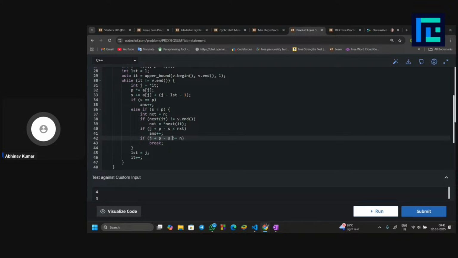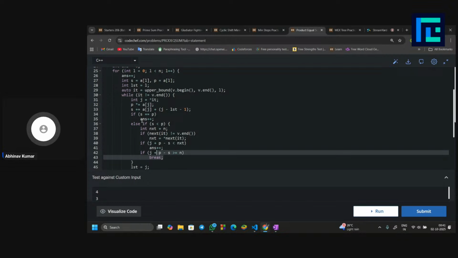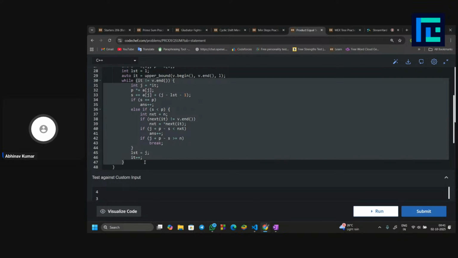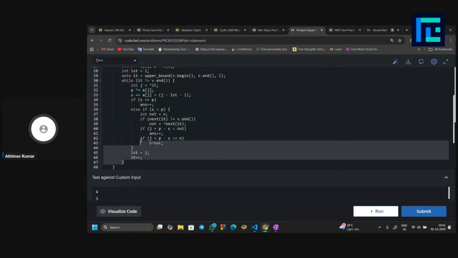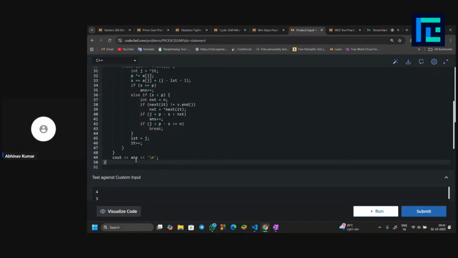And if this difference exceeds N, then I will just break out, because my difference has increased so much that even adding N ones would not make the difference come to 0. So using this break, I'll make sure that this loop is not running more than 20 times. Because of this break, the loop is guaranteed not to run more than 20 times. After this, I'll just print my answer.